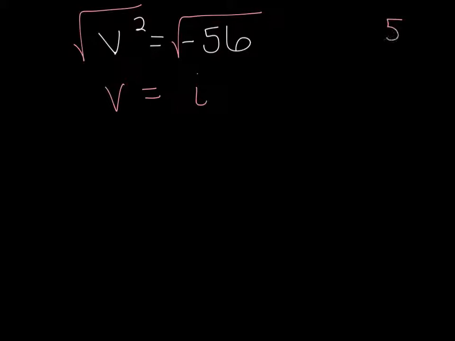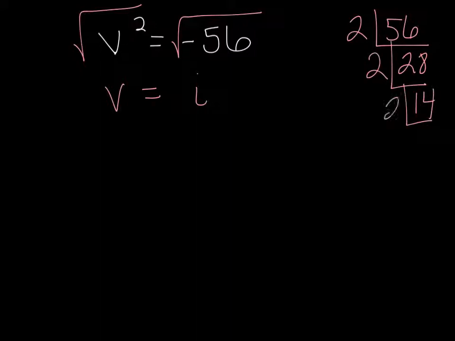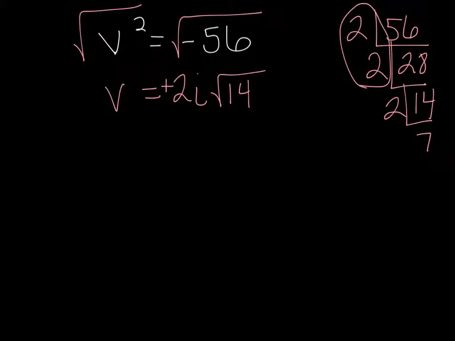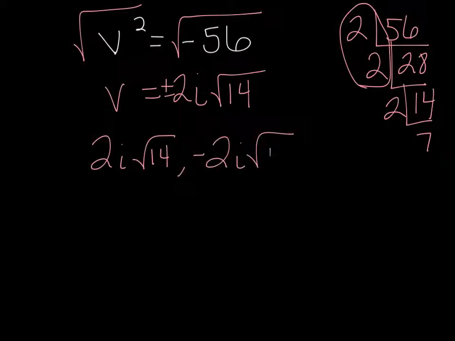And now we need to simplify the 56. We can divide by 2, you get 28. You can divide by 2 again, you get 14. Divide by 2 again, you get 7. So we have a 2 that comes out, we'll put that in front of our i, and then a 2 times 7 that stays in, which is 14, and then we need a plus or minus. So it is 2i radical 14 and negative 2i radical 14.